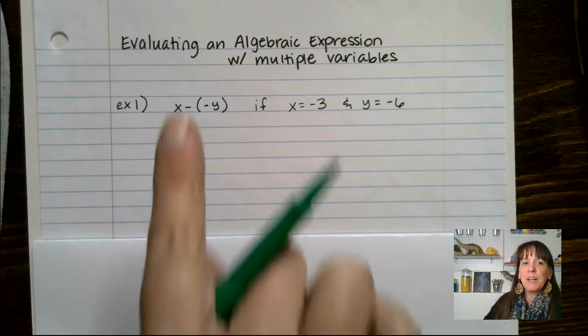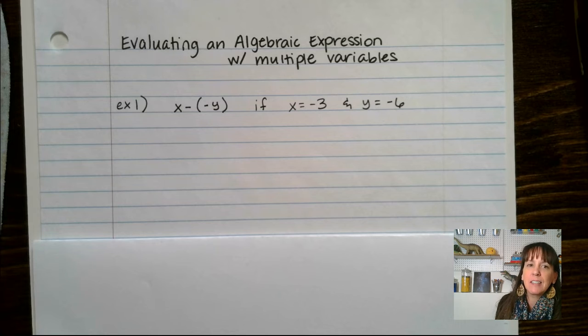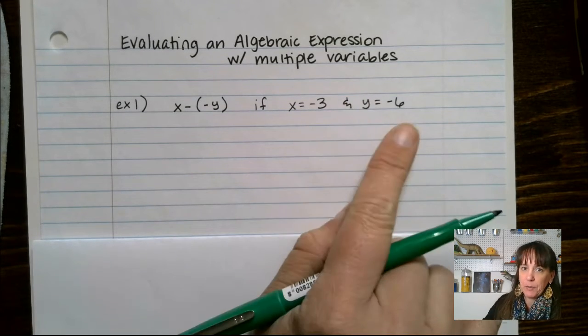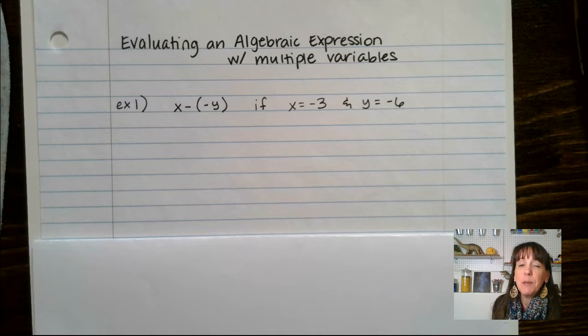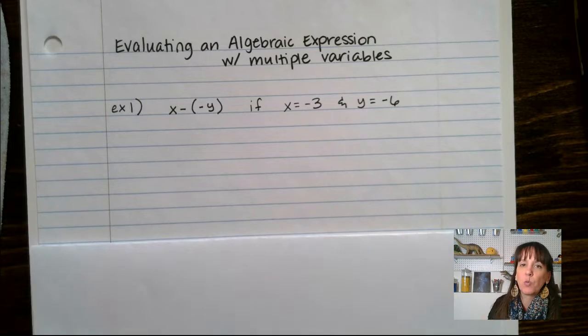Okay, so what we've got here in our example is x minus quantity, or parentheses, negative y, if x equals -3 and y equals -6. This can be really tricky with negatives, especially when you're inserting negatives. You really need to use parentheses, and here is why.